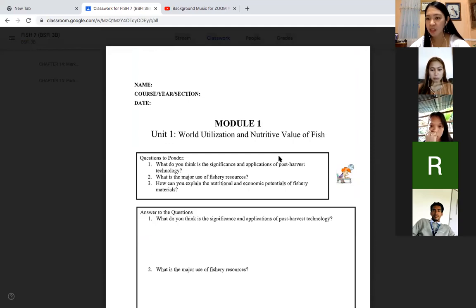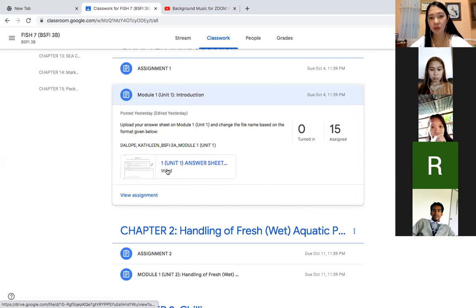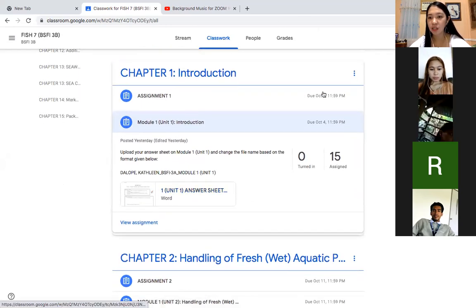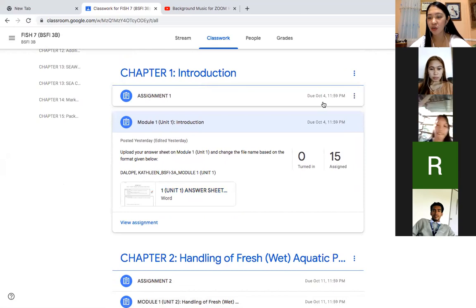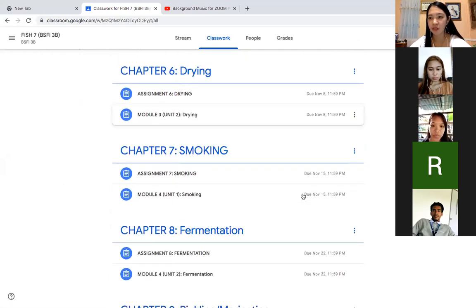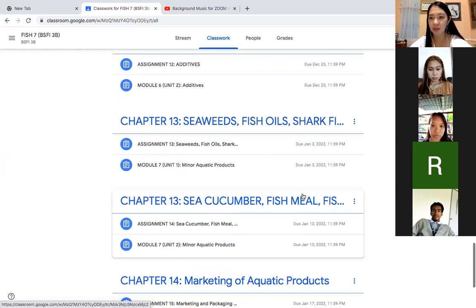Pwede naman siya ma-open sa WPS, di ba? Pero kaya bang i-convert into PDF? Yan ang question. So, ganyan. Upload nyo. So, we have 1 chapter per week. Andito yung deadline. So, the deadline is on October 4. Next, chapter 2, deadline is October 11. So, every Monday siya sinasubmit. So, every Monday, meron dapat kayo sinasubmit na mga assignment.